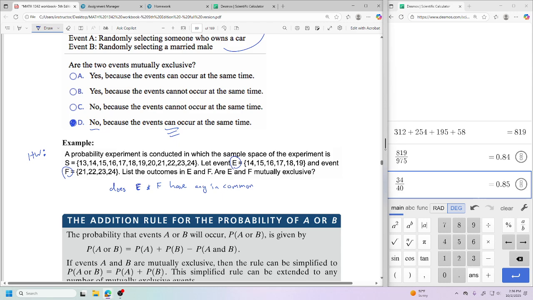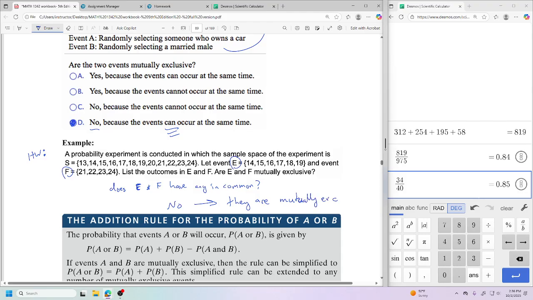Do they have anything in common between the two? No, right? We got 14 through 19. The other guy starts up at 21 to 24. So do they have any in common? I would say no. Therefore, they are mutually exclusive. Yep.